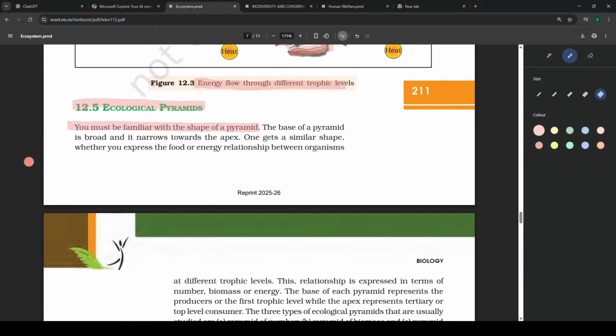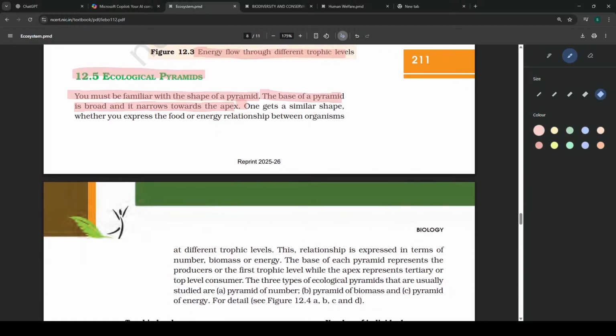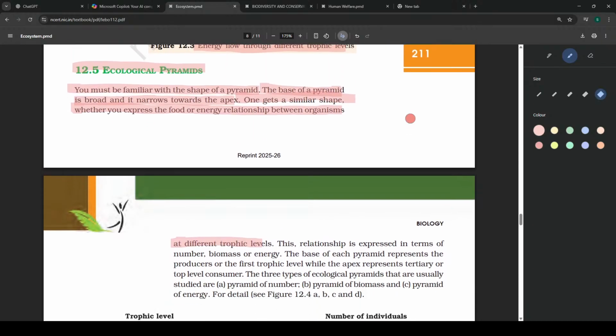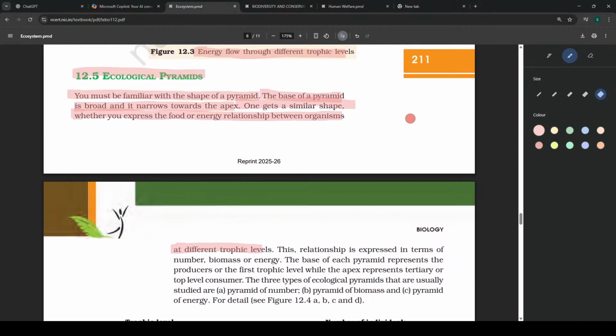Ecological pyramids. You must be familiar with the shape of a pyramid. The base of a pyramid is broad and it narrows towards the apex. At the bottom of the pyramid, it is very wide, but as we go from bottom to top, the pyramid gets narrower. One gets a similar shape when you express the food or energy relationship between organisms at different trophic levels.